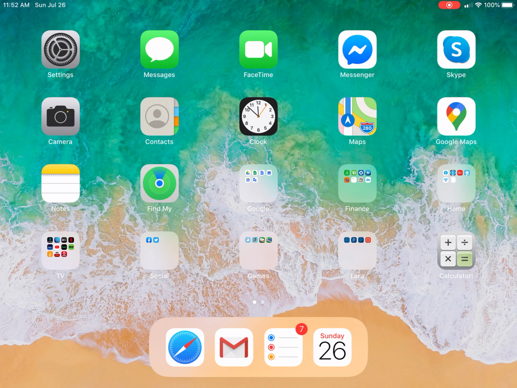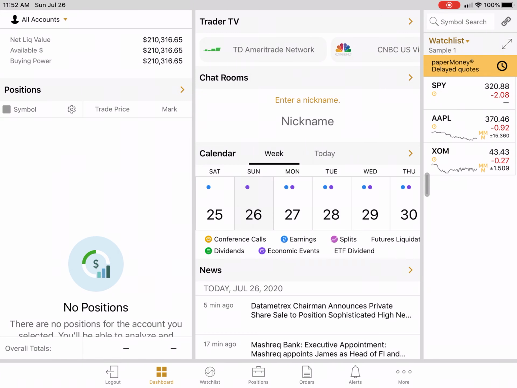Now, this video is about a covered call using Thinkorswim. So I'm on my iPad. I'm going to start my Thinkorswim app, and I have my paper money account. Notice how on the right hand side it says paper money delayed quotes, and you could change that through your left hand side, upper left hand side under all accounts.